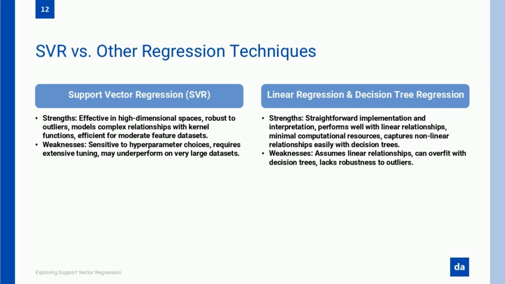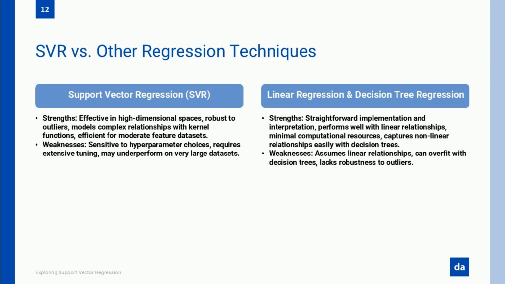Now let's compare SVR to decision tree regression. Decision trees break the dataset into smaller and smaller groups, creating a step-like function to approximate the relationship between inputs and outputs. The advantage of decision trees is that they are easy to interpret and naturally handle nonlinear relationships without requiring a kernel transformation. However, they tend to overfit easily, especially when the tree becomes too deep. SVR with proper regularization can strike a better balance between accuracy and generalization.